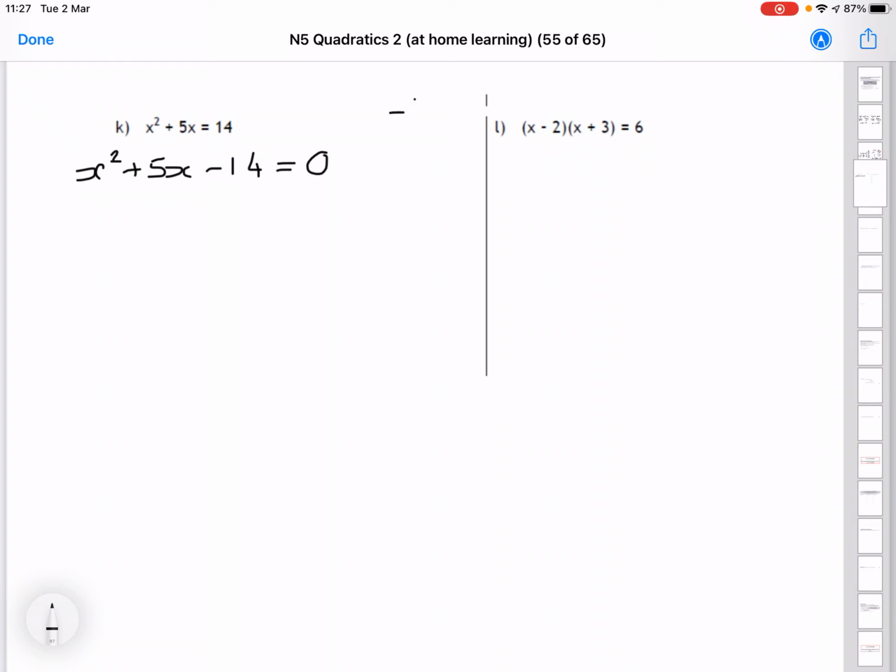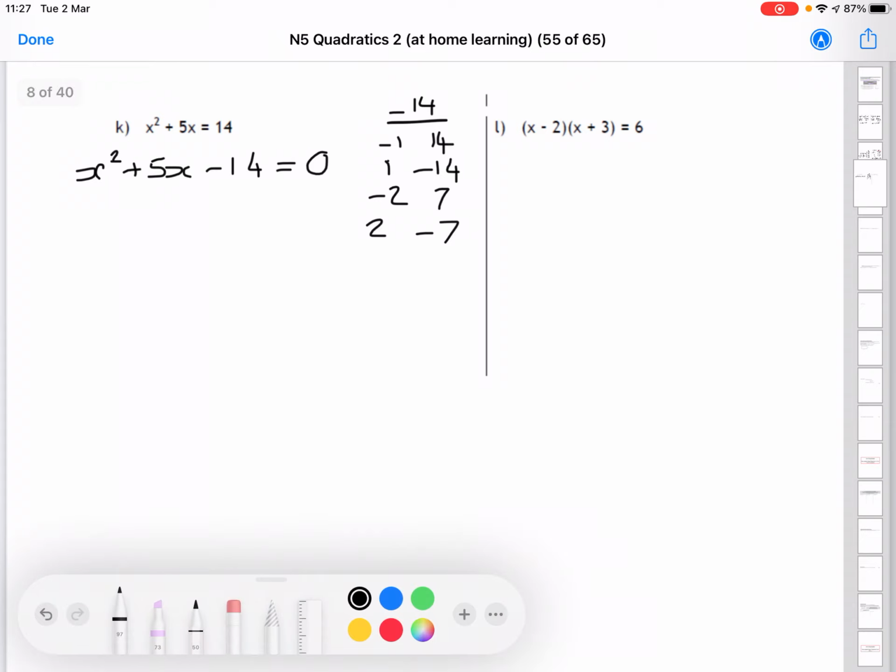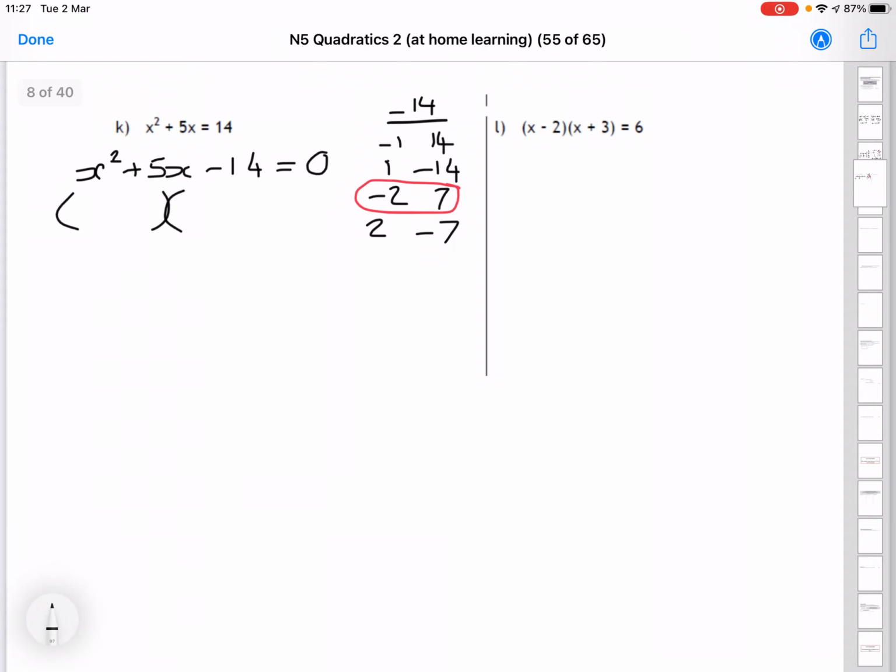So for minus 14, we're looking for our numbers that multiply to minus 14 but add to 5. So it could be minus 1 and 14, 1 and minus 14. And it could be minus 2 and 7 or 2 and minus 7. So to get our 5 in the middle, it's going to be minus 2 add 7. So because this is a single x squared, we can just go straight into the double bracket. So x minus 2 and x plus 7.